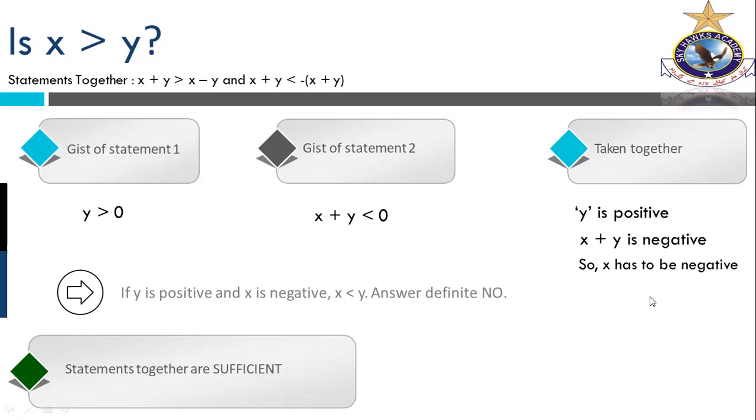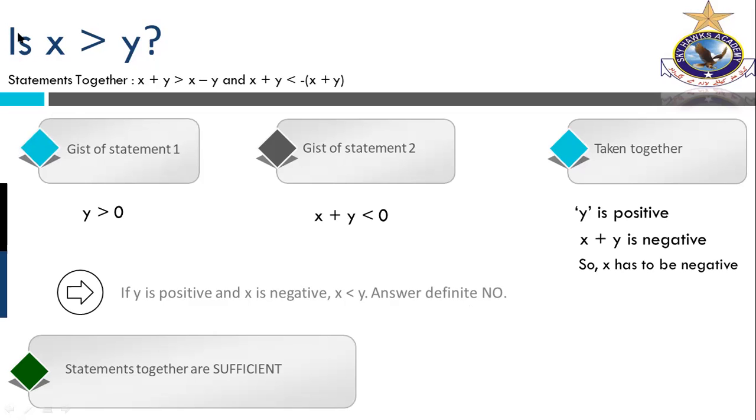So in this way, if x is negative, y is positive, so this will be reversed. Is x greater than y? No, x is less than y. So your answer is no, immediately, a definite answer is no. So the statements together are sufficient. And if y is positive and x is negative, so x is less than y, the answer is a definite no.